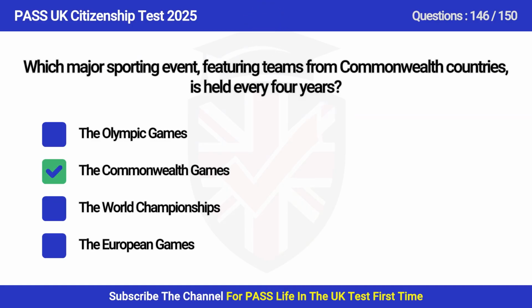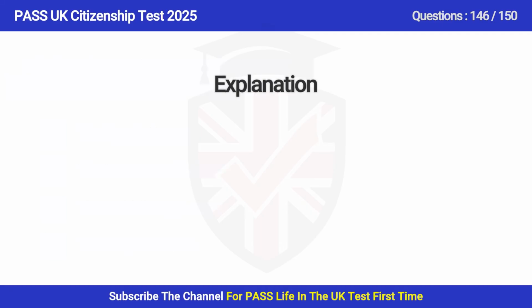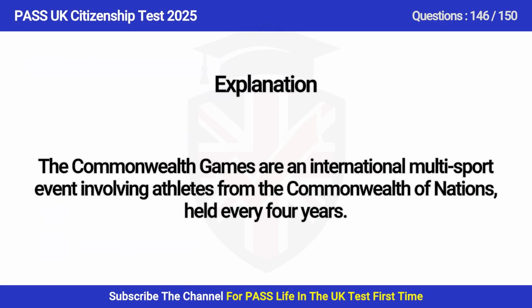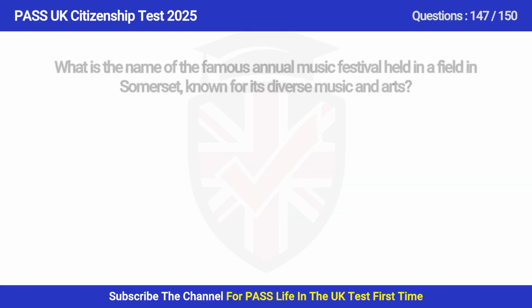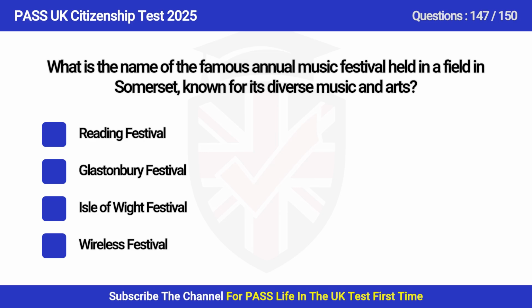Answer is B. The Commonwealth Games. The Commonwealth Games are an international event involving athletes from the Commonwealth of Nations, held every 4 years. Question 147. What is the name of the famous annual music festival held in a field, known for its diverse music and arts? A. Reading Festival, B. Glastonbury Festival, C. Isle of Wight Festival, D. Wireless Festival.